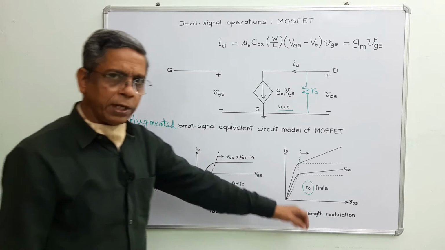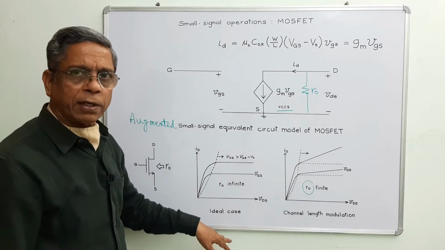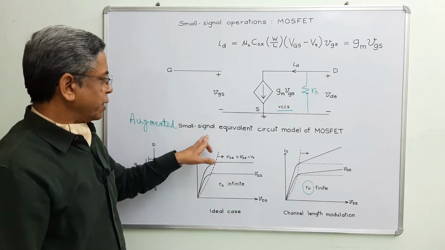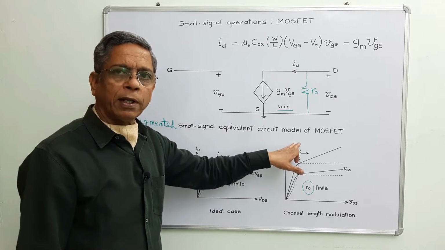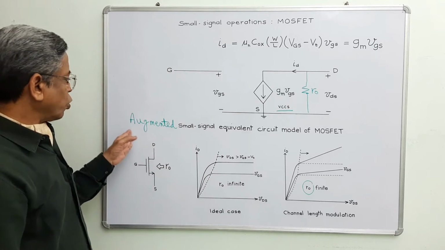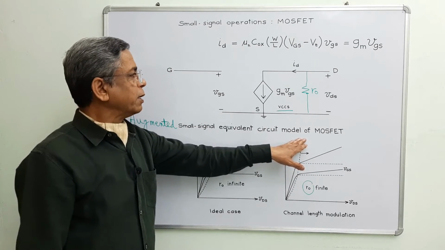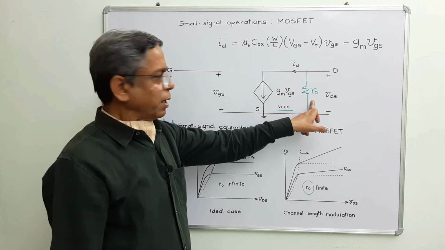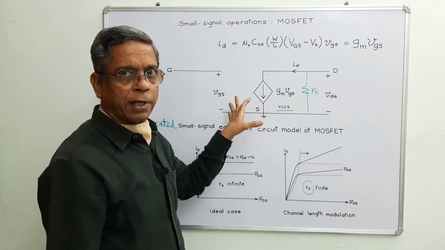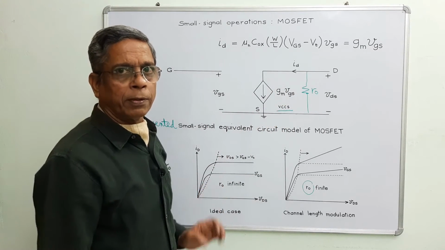So these are two conditions, and using only the first condition we get the basic small signal equivalent circuit model for the MOSFET. By inclusion of channel length modulation we get the augmented small signal equivalent circuit model for the MOSFET, where one resistance is incorporated in the existing circuit model in parallel with the current source.